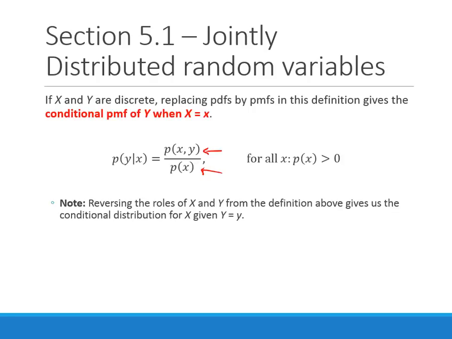And if I want the other way around, so if I want the conditional distribution of x given y, I can just reverse the roles. So I would divide by p of y in that case. I'm missing an x subscript there. So same idea as before. You can think about conditioning in either direction here.